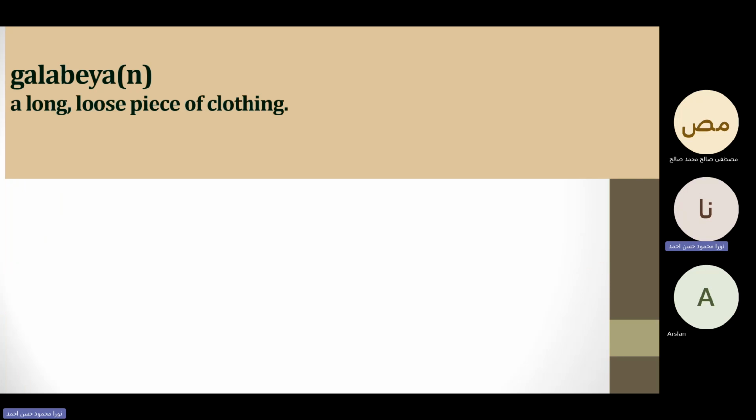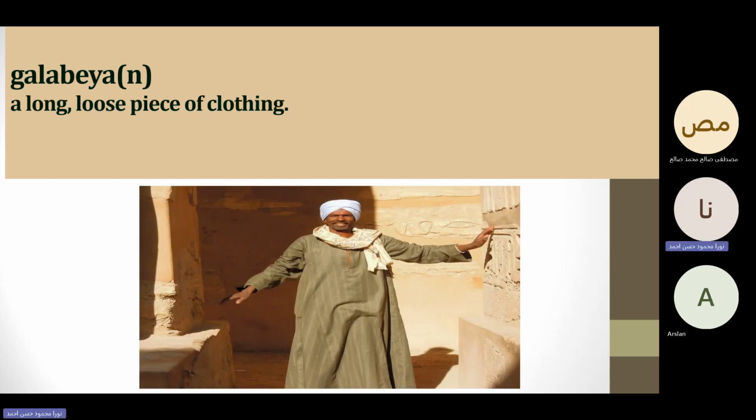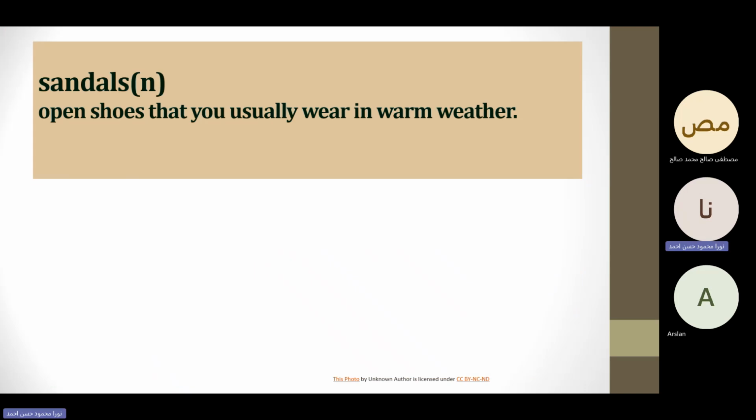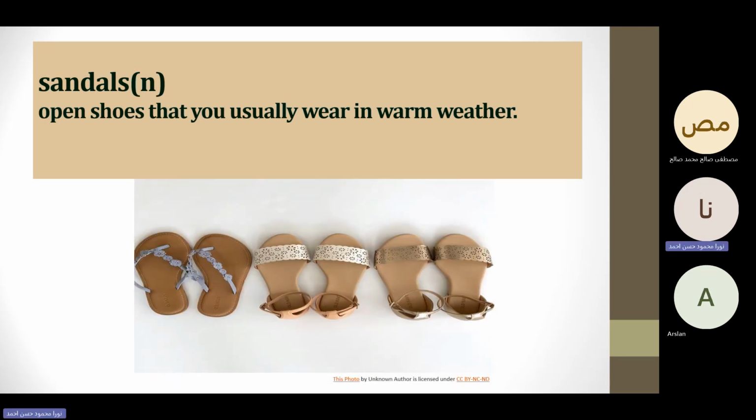Jalabia, it's a noun. It's a long, loose piece of clothing. طبعا اللي هو يشبه القفطان أو الجلابية. The next word is sandals. Sandals, it's a noun. It's open shoes, okay? And you wear them in warm weather, especially in summer, when we go to the beach and so on. So sandals, let's see them together.